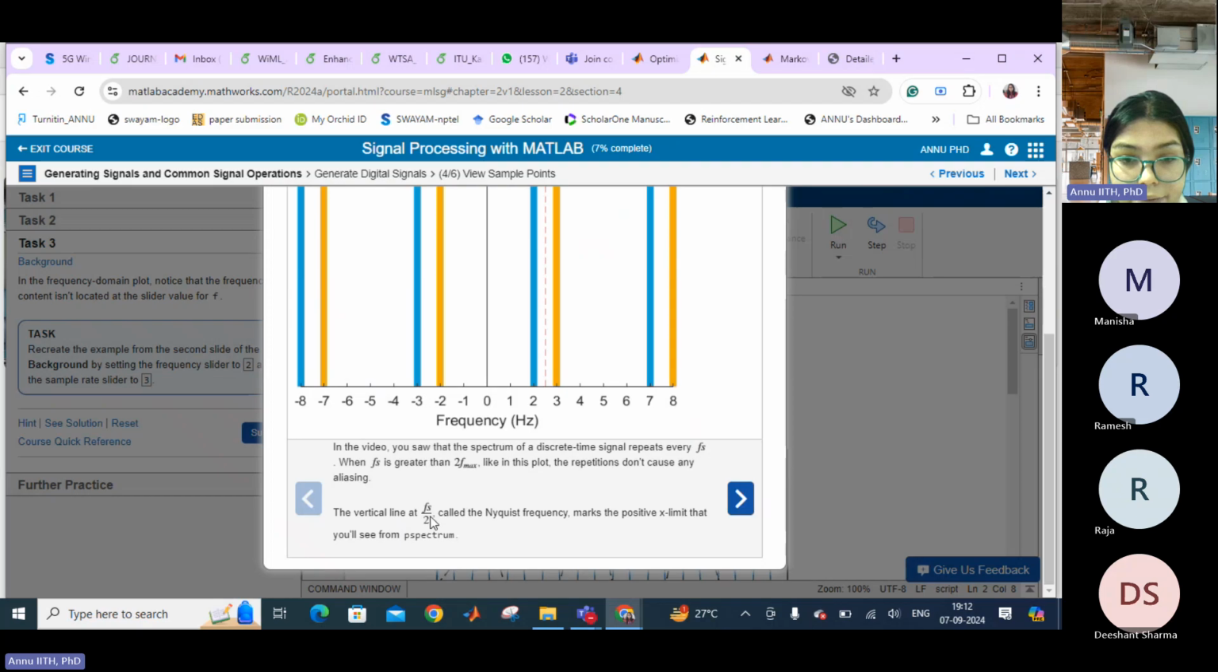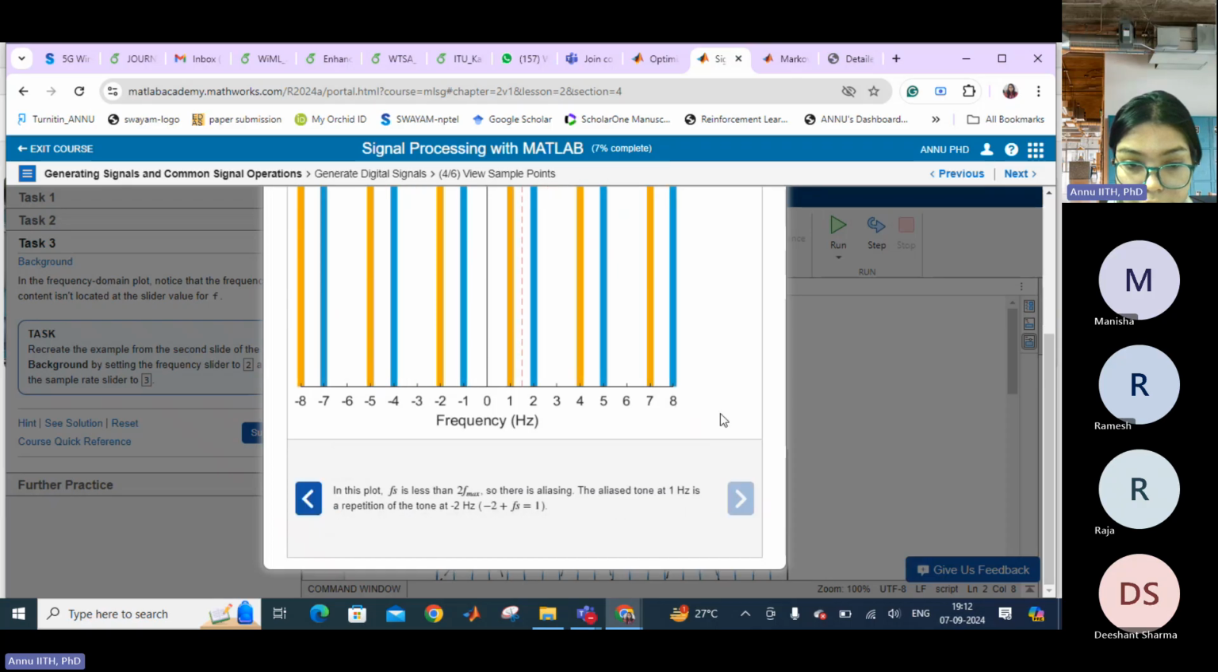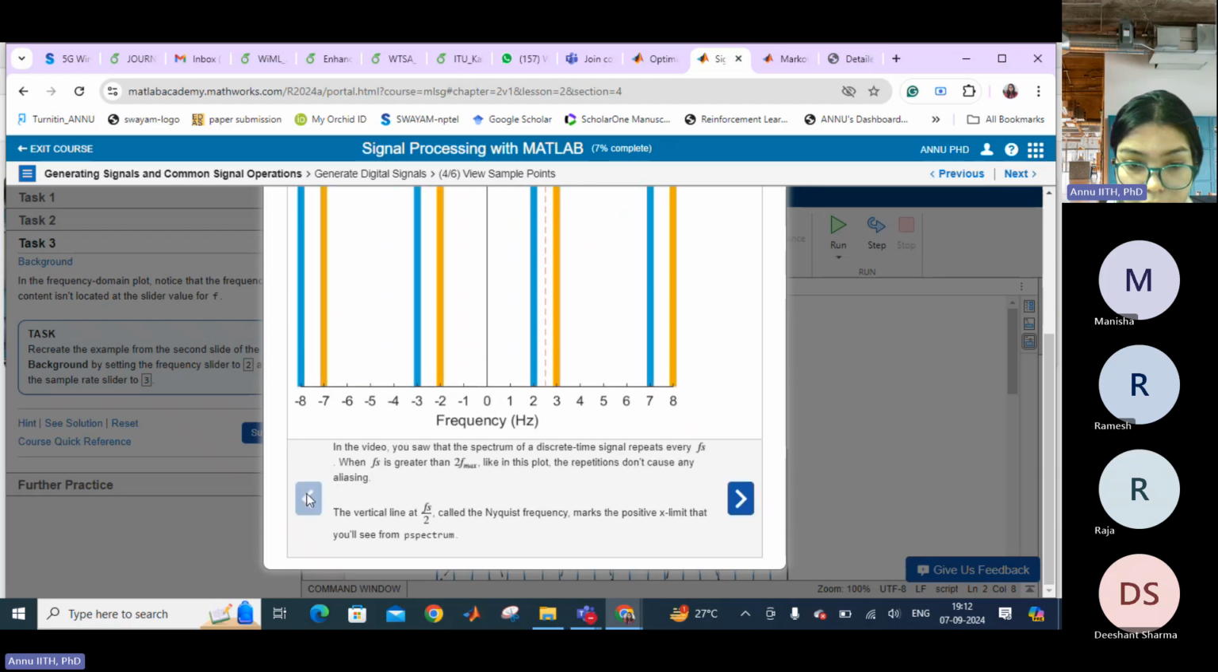So the vertical line at fs by 2, that is 2.5, is called the Nyquist frequency. It marks the x limit that you will see from the plot shown above. So fs by 2. fs should be greater than or equal to 2 f max, and fs by 2 is the Nyquist frequency it is showing.